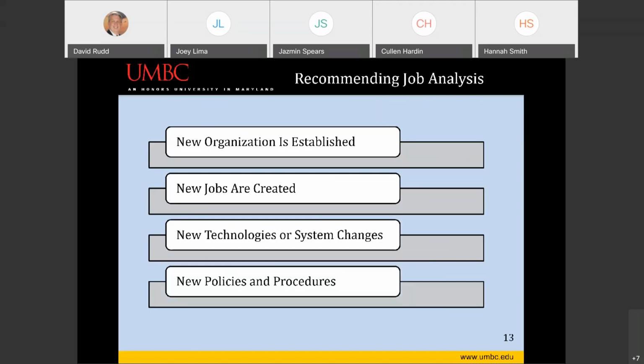And finally, and probably the least likely situation when a job analysis would be recommended, is when new policies or procedures are implemented. If these policies and procedures are major and drastically change how employees perform their jobs, then some type of job analysis is probably needed. So, are there any questions on when you would recommend job analysis?